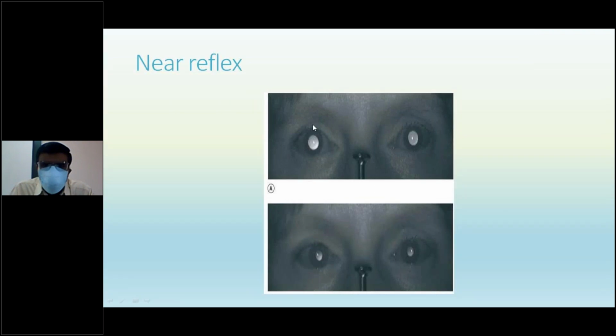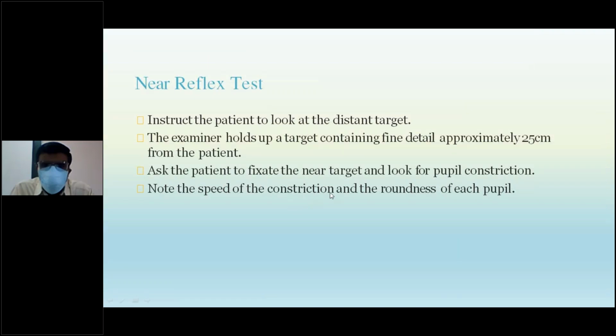So this is the near reflex. First, you should ask the patient to look at the distance object. Then you should ask the patient, this is the target at 25 centimeters, to look at the near object. You should look for the size of the pupil, shape of the pupil, and constriction of the pupil.